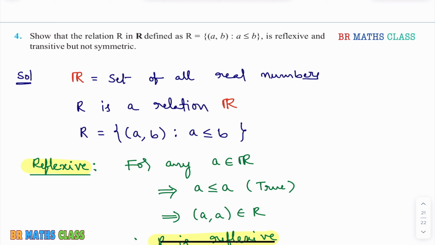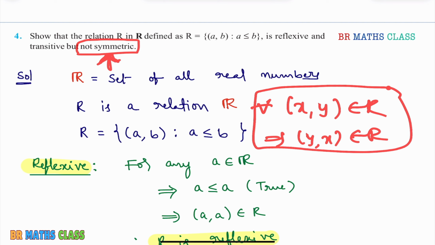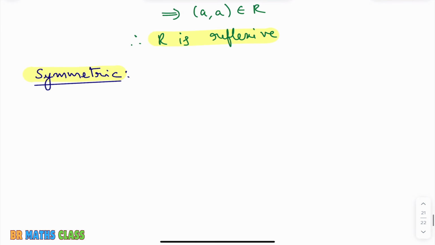You see, in this, they are asking, show that it is not symmetric. When it is not symmetric, it is enough to give a counter example. Symmetric means what? For every x comma y in the relation, if y comma x is also present in the relation, then we say that relation is symmetric, right? Here, they are asking us to show not symmetric. So I'll give a counter example.